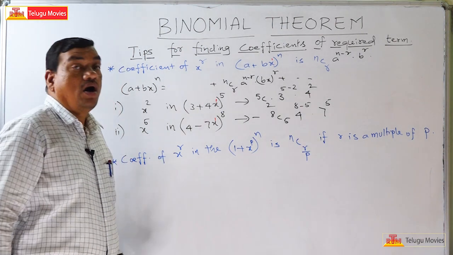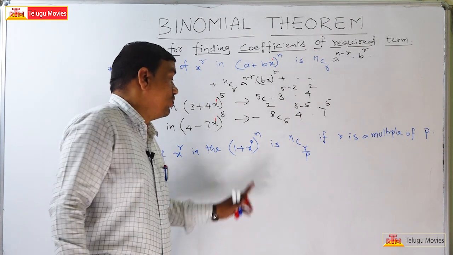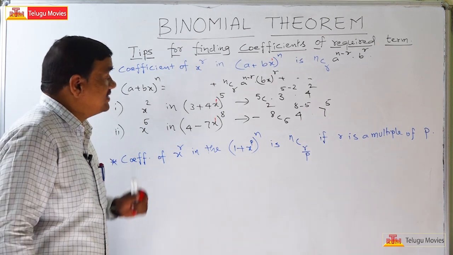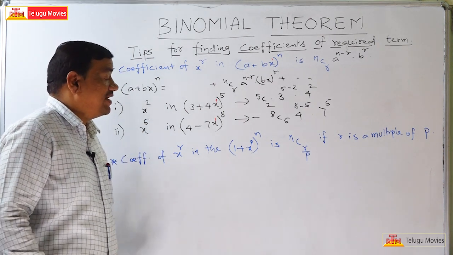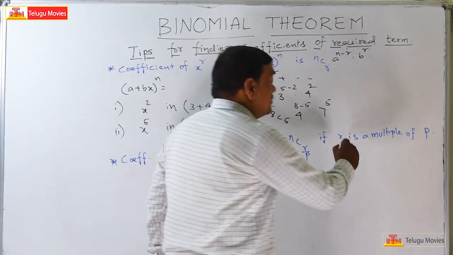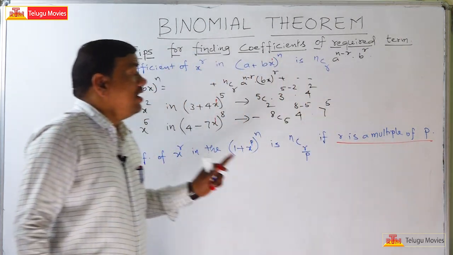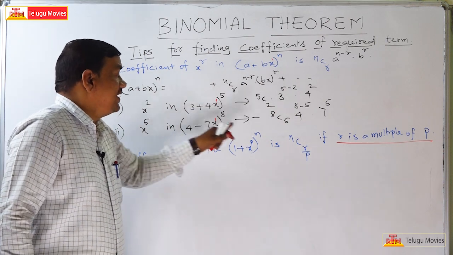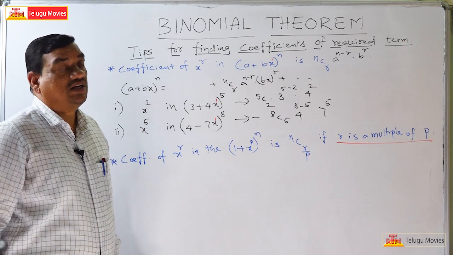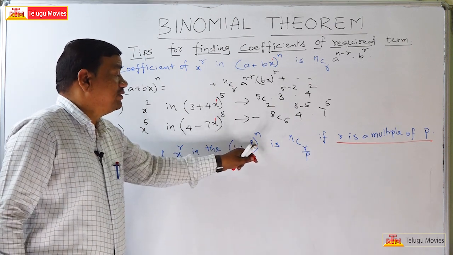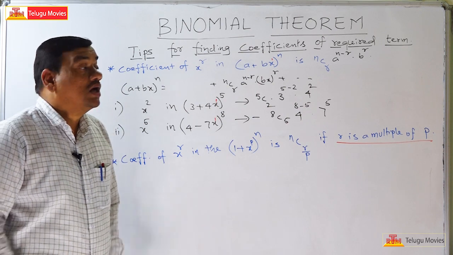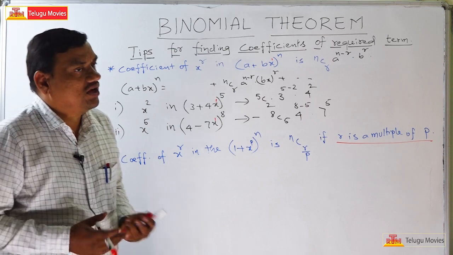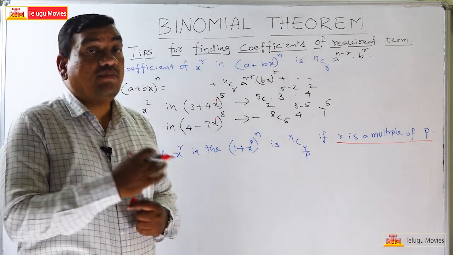Coefficient of x power r in the expansion of (1 plus x to the power of p) whole power n is given by, the first condition that should be remembered is r is a multiple of p. So here r is there now. This should be a multiple of p. That means r should be a multiple of p, otherwise p should be a factor of r. Then only the coefficient of x power r will exist in that expansion. Otherwise, that coefficient term does not exist.